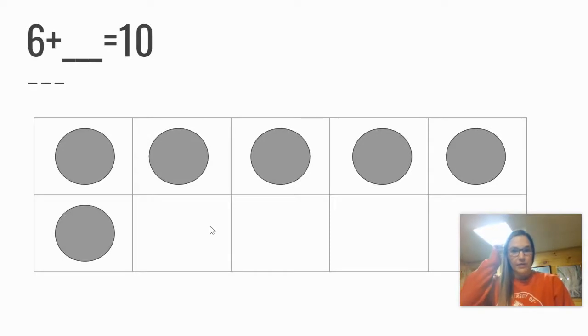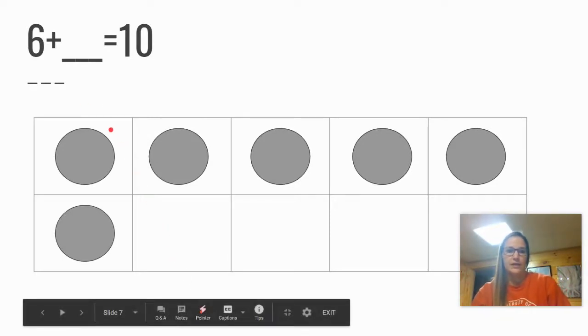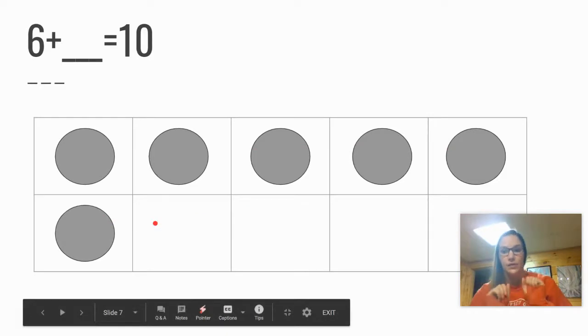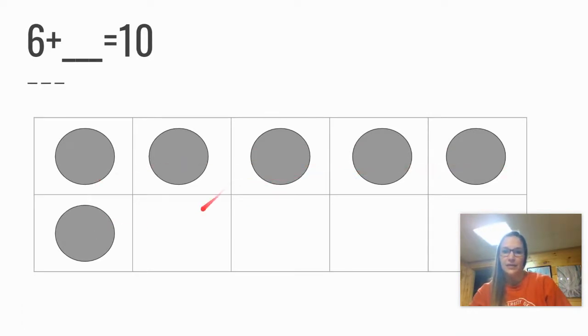Now, this is what we were talking about with the missing addend, okay? So we are doing, let's get my pointer back, 6 plus what equals 10, okay? So one way we can look at this is with a tens frame, okay? We know that with a tens frame, there are 10 squares altogether, right? If I know that there are 6 in here, and we need to figure out how many more to get to 10, all we have to do is count how many we have left in these squares.